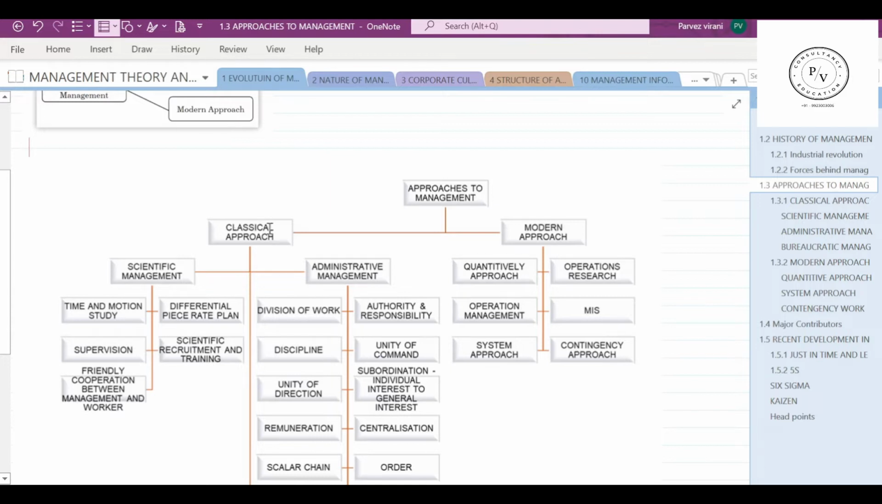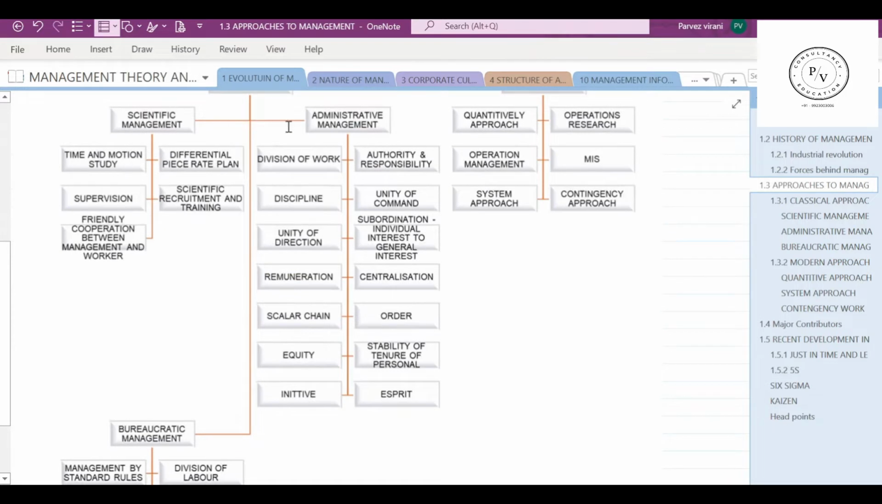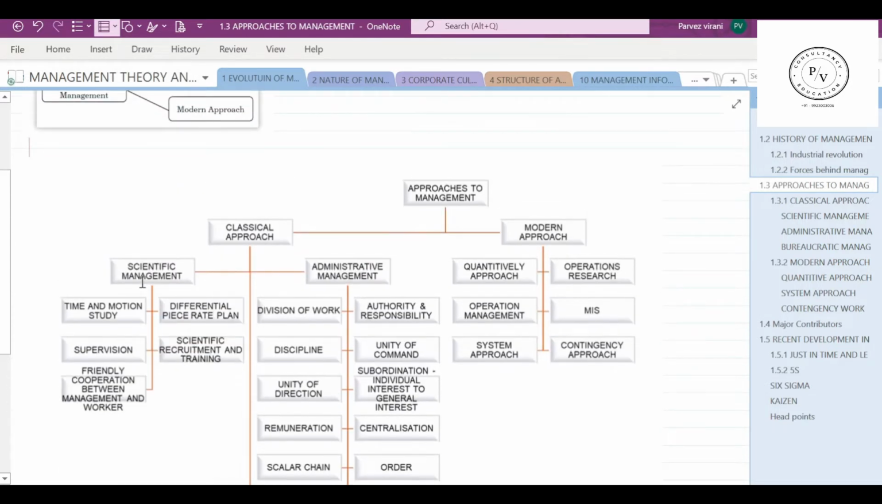Now, let's read the classical approach. The classical approach is divided into three segments: scientific management, administrative management, and bureaucratic management. Scientific management is divided into time and motion study, differential price rate plan, supervision, scientific recruitment and training, and friendly cooperation between management and workers.